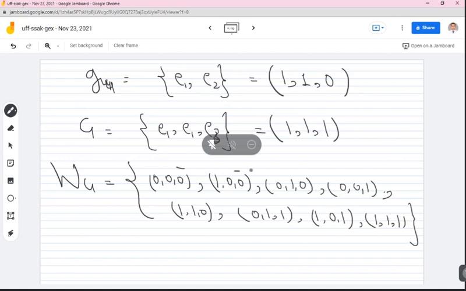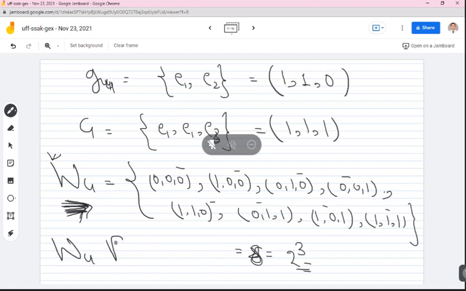And you can see 1, 2, 3, 4, 5, 6, 7, 8. Total number of elements in WG is 8. 8 is nothing but 2 to the power 3. So basically this is a non-empty set W, and this WG is a vector space over the field GF(2). Okay, is it clear?